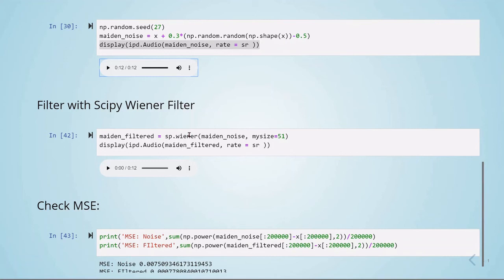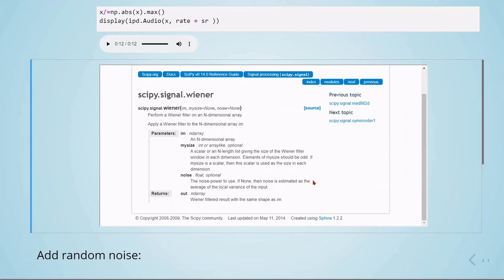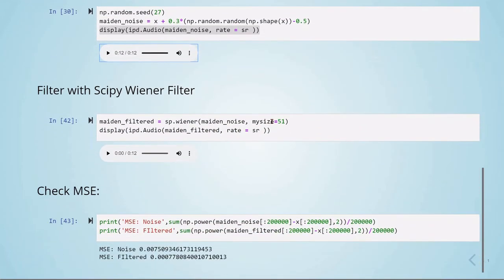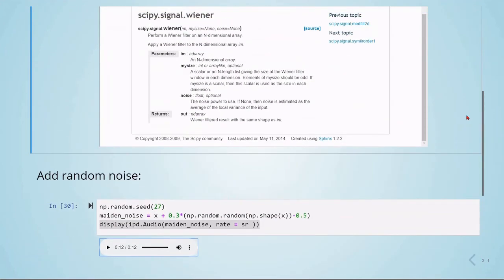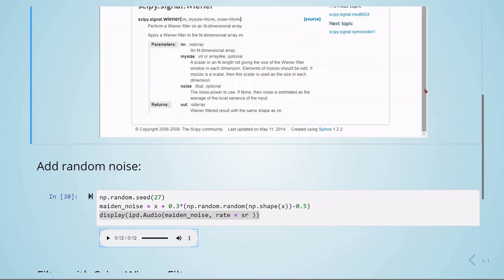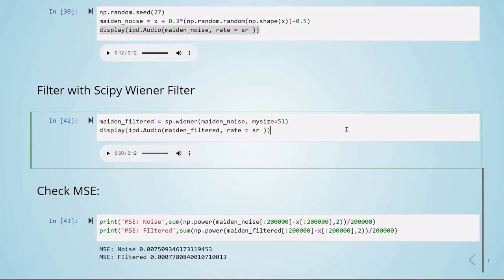Now we're going to use the SciPy Wiener filter. We are not passing any noise power, so we are going to use the noise estimated as the average of the local variance, and we are going to give it higher order. We are going to use a filter size of 51 taps. The size here should be odd, and we are using 51, and let's see what's happening.